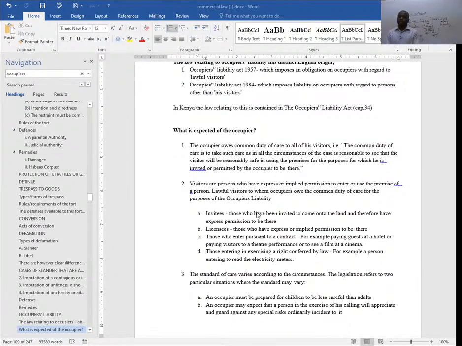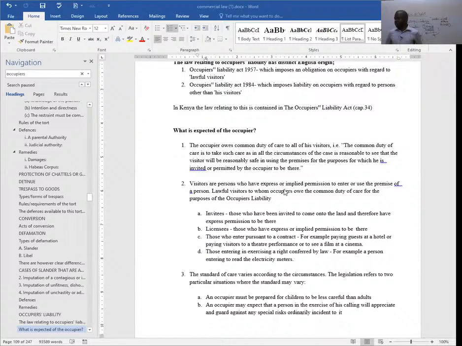So maybe it's someone who has been licensed to visit your premises. So he's the visitor. It can happen in a situation whereby you've actually invited them, or we can talk about them having come in as a result of a license, or been allowed to visit the premises. Those are the persons we are calling visitors.